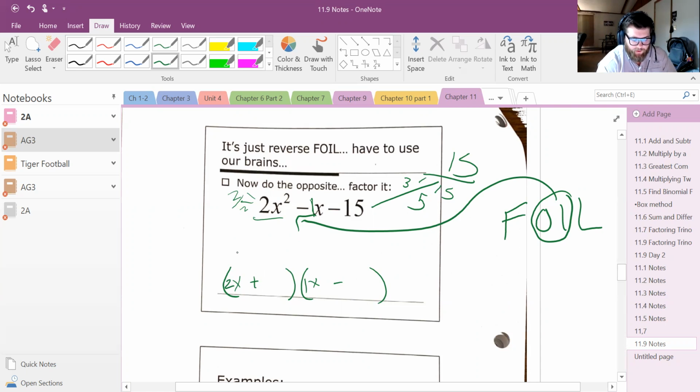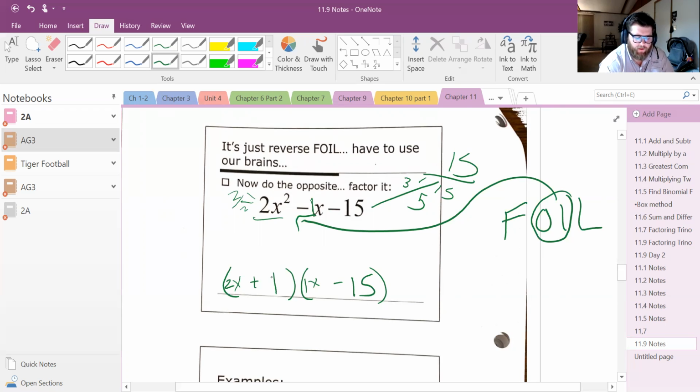So first gives me 2x squared. Outer is going to give me what? What two factors do I want to use? Can we go to plug and chug? Yes, we absolutely can go to plug and chug here. Don't write this down yet, but let's say I put 1 and 15 here, because that's one set of factors for 15.